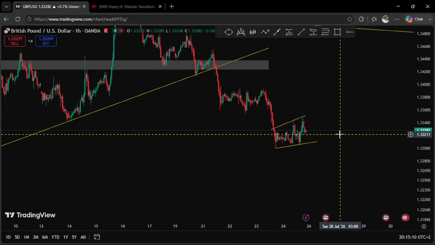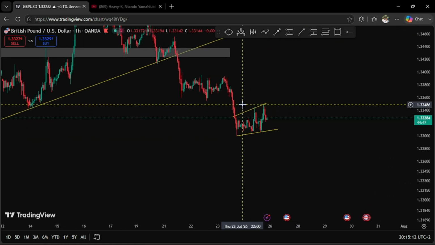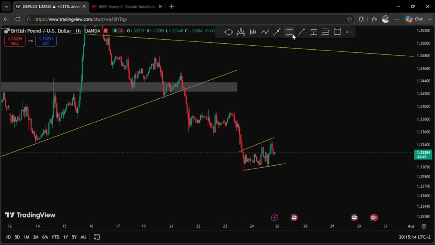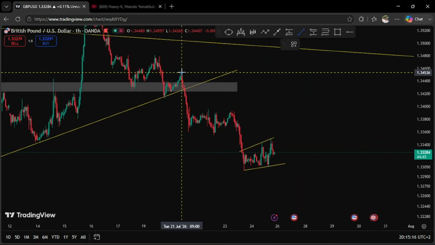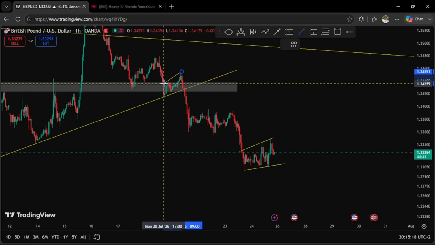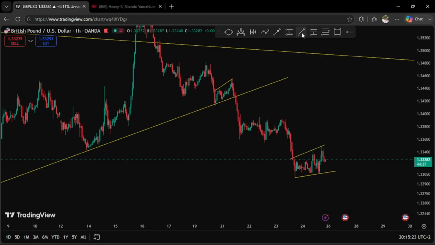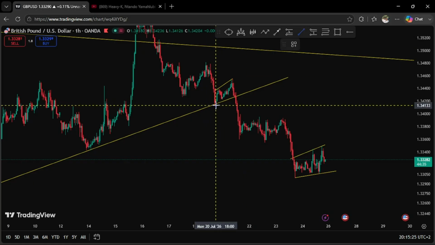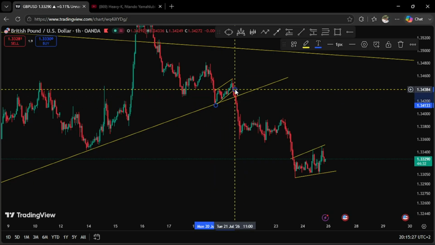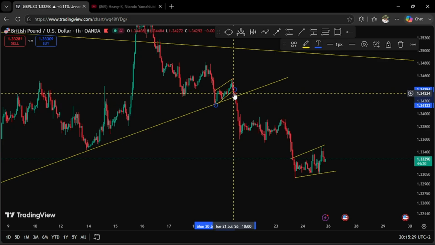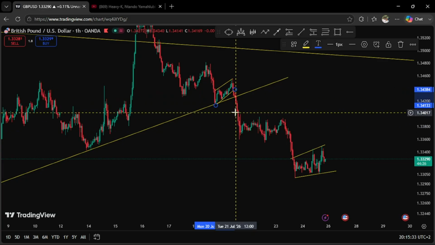Yes. See, so this is what happened, because I know I entered here. Exactly, I entered here. Let me delete that. So this is where I entered. Why? Because on the 15 minute it gave me a clear entry. Why did I enter on the 15 minute? Because on the 15 minute, in this 1 hour candle, it broke out, and that's why I entered.